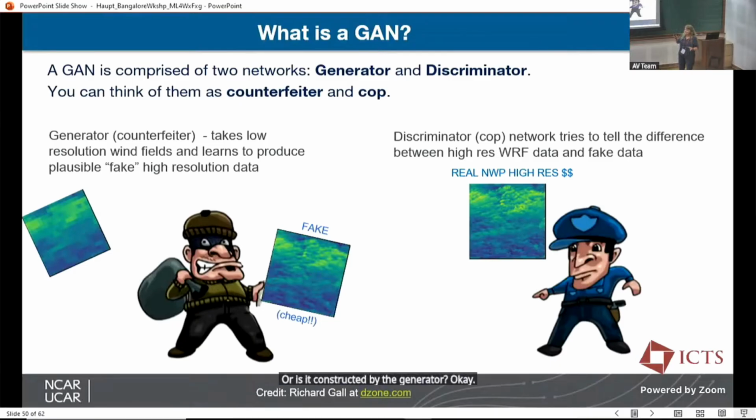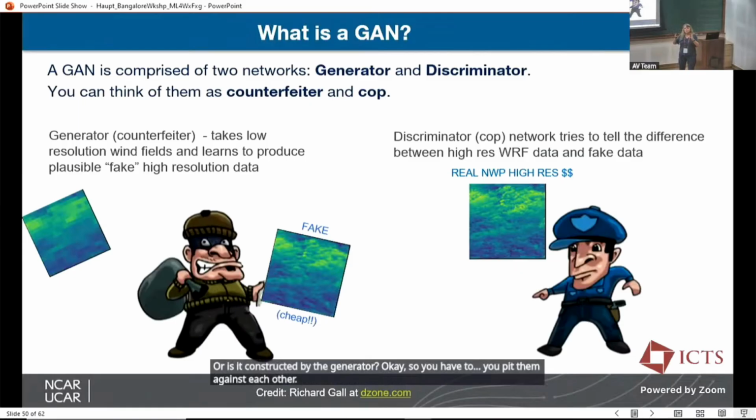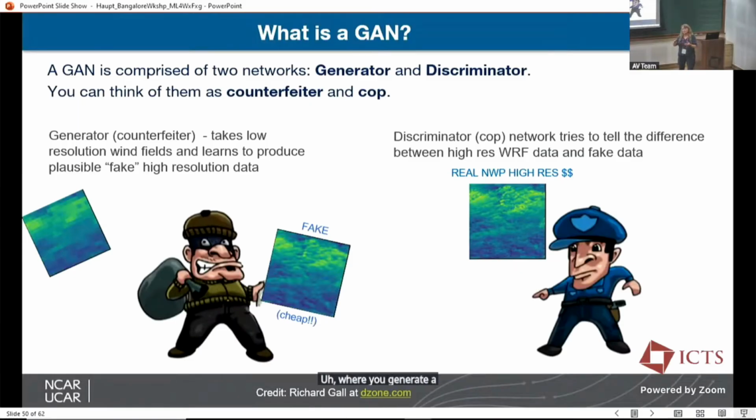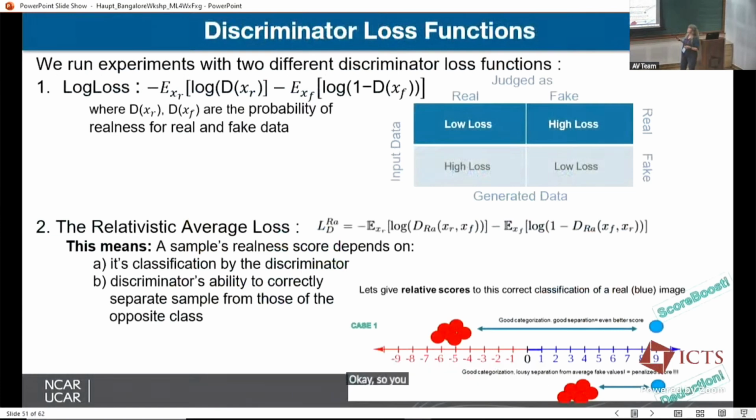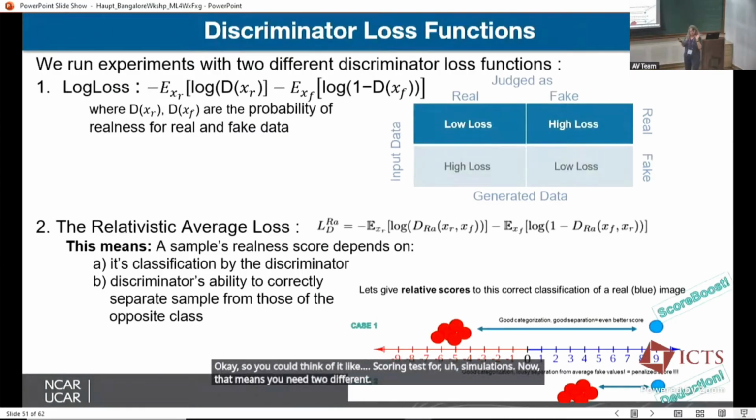Okay, so you pit them against each other where you generate a lot of potential simulations. The discriminator tells whether or not it is close to the real. And when you can no longer fool that discriminator, then you have a good generator. Okay, so you could think of it like a Turing test for simulations. Now, that means you need 2 different loss functions.